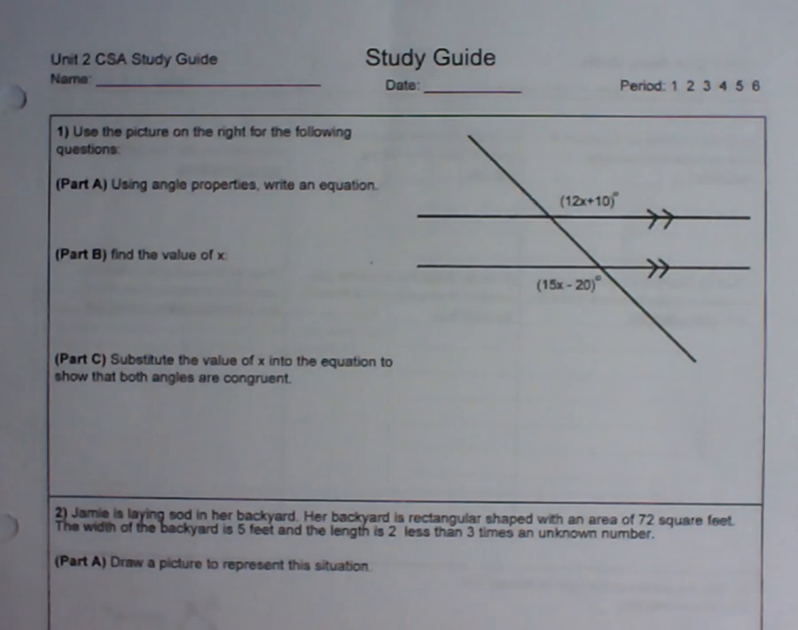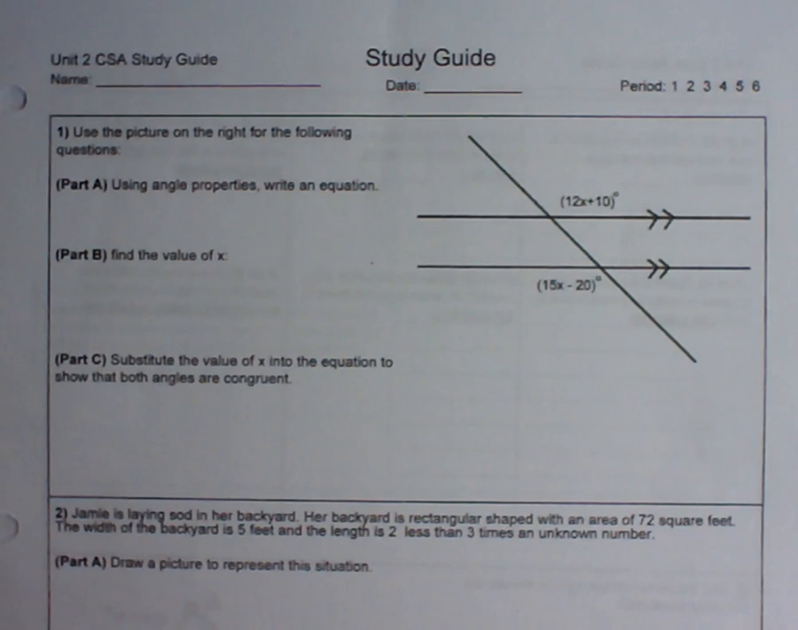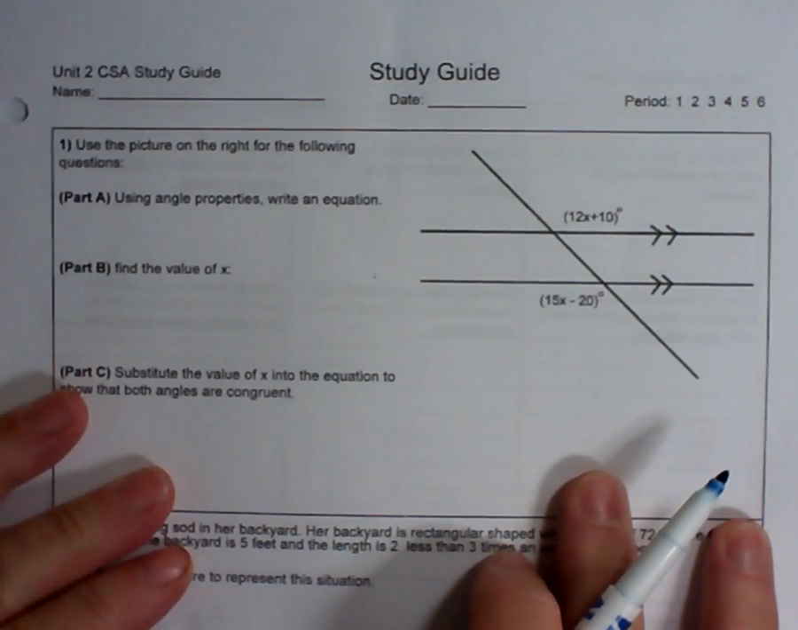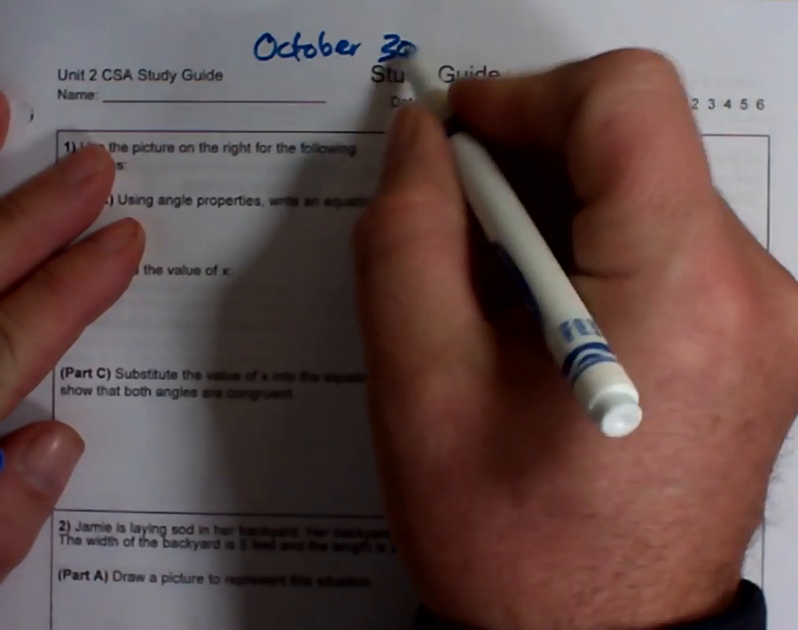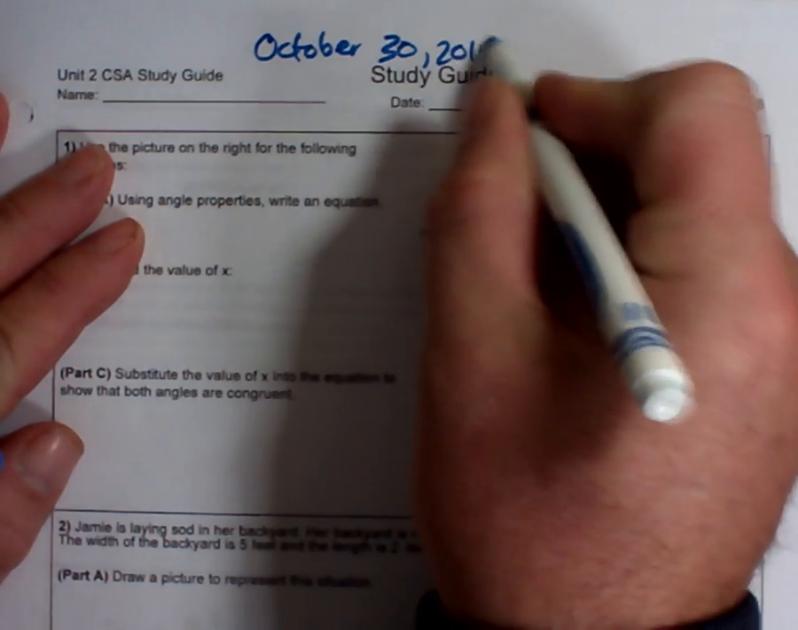This is the CSA correction for the CSA study guide that was given out for Unit 2. So you had received yesterday a study guide that was titled October 30th, 2019, on the last YouTube video. There were no problems with problem 1.